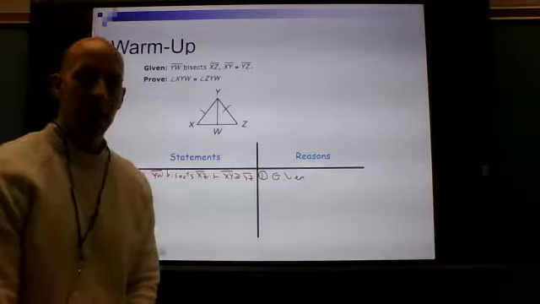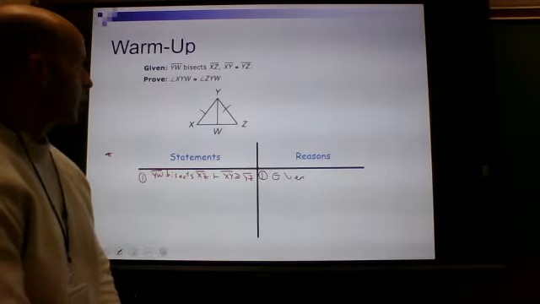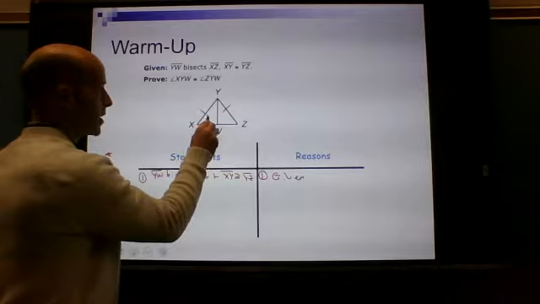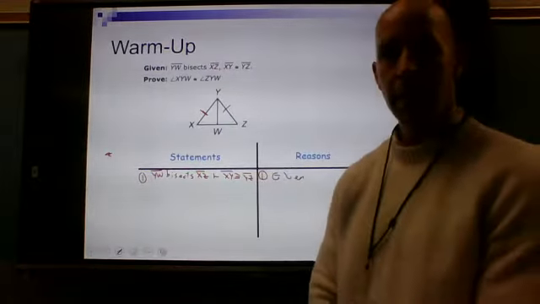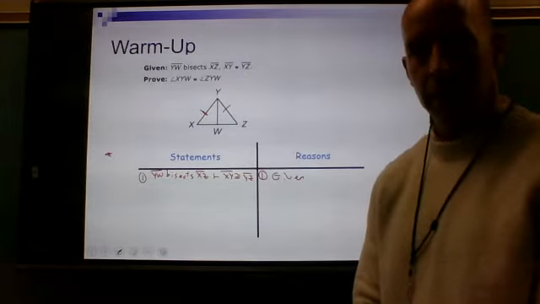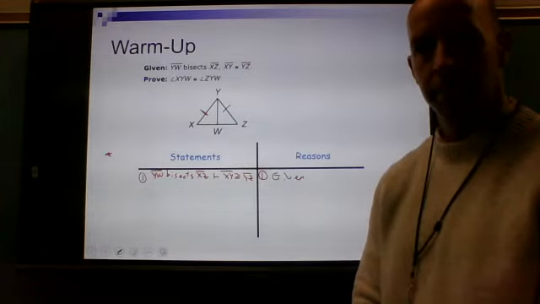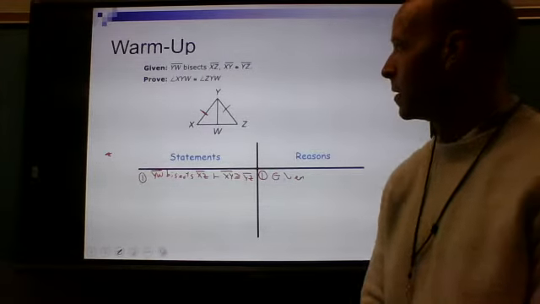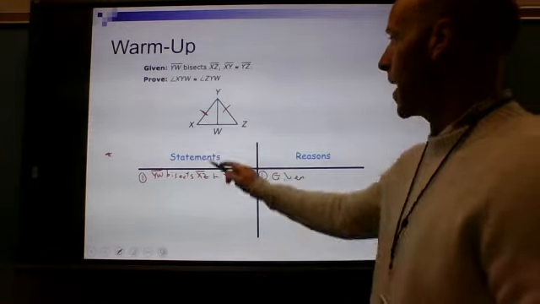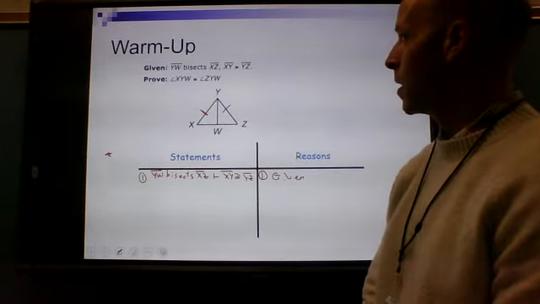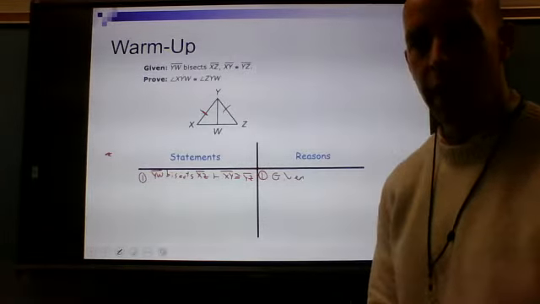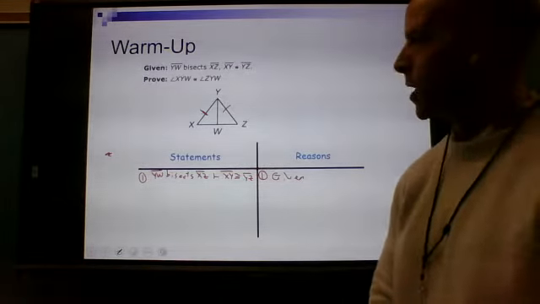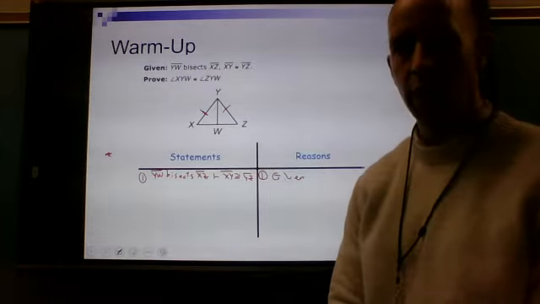Can anybody see anything else that would be congruent to anything else in this problem based on what the given information is, or just based on the picture? Angle X would be congruent with angle Z? Yes, that is going to be true, but we don't know that quite yet, Sean. But you're right, it is going to be congruent. But based on the given, we're not quite there yet.